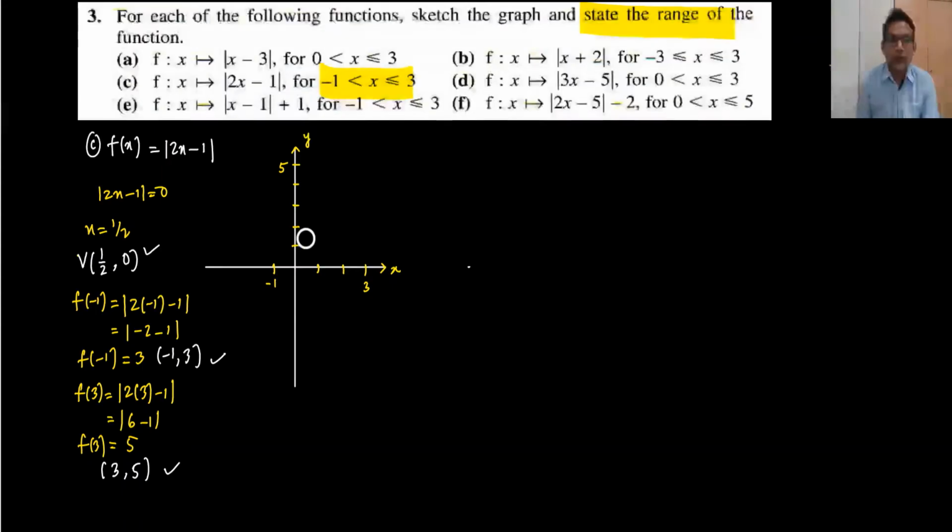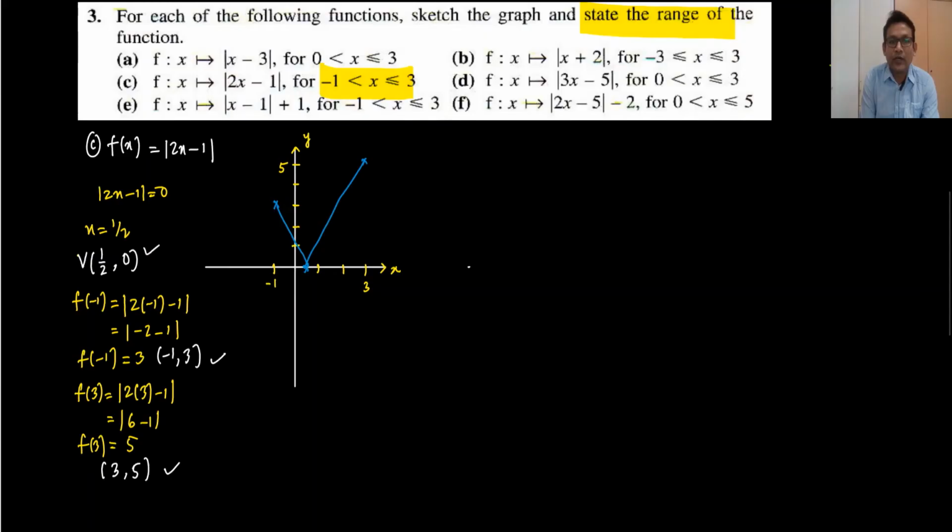Okay, now we just put the coordinates. The vertex is (1/2, 0). The half is here and 0 is here. So this is the vertex V, where we have the V-shaped graph. (-1, 3) is coming here, and (3, 5) is coming till here. So just very simple, we can join it, and we do not need the y-axis intercept. It's very simple.